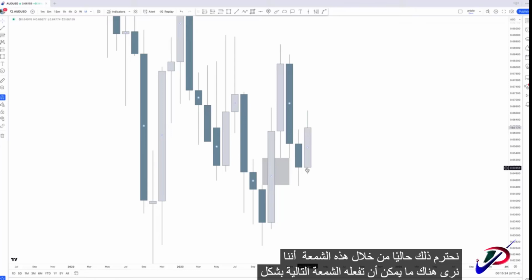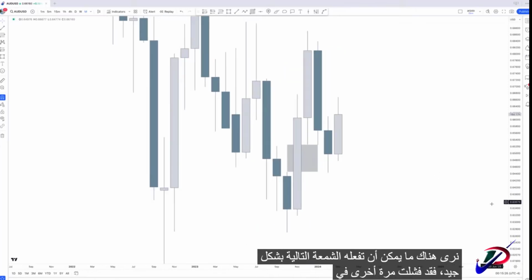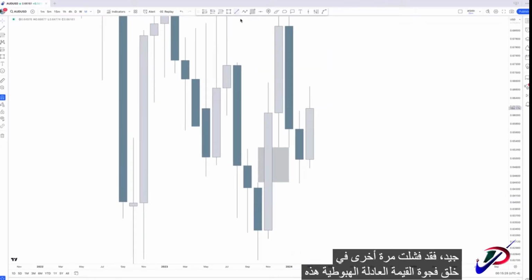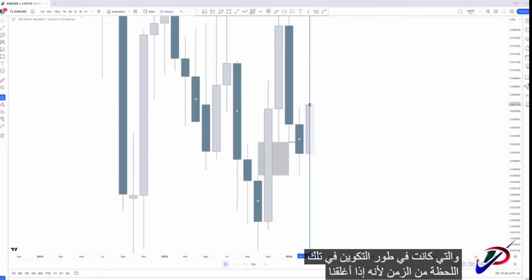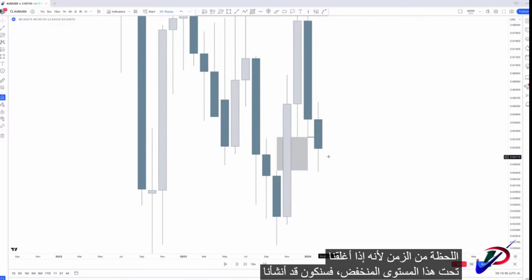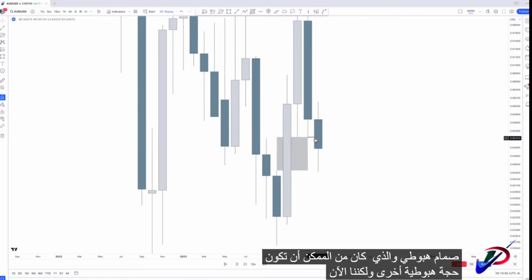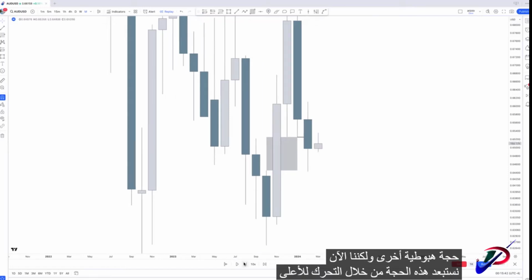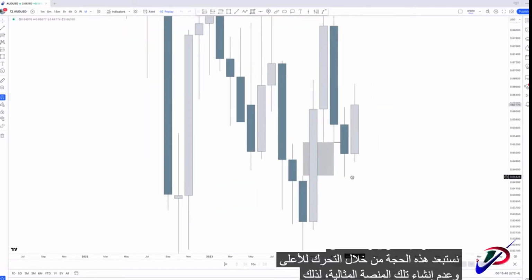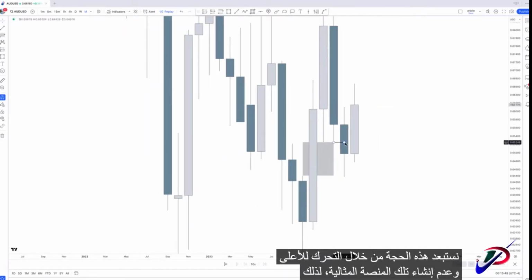What can the next candle potentially do? Well, it again fails to create this bearish fair value gap that was in the making at that moment in time. Because if we closed below that low, we would have created a bearish fair value gap, which would have been another bearish argument. But now we take away that argument by moving higher and by not creating that fair value gap.